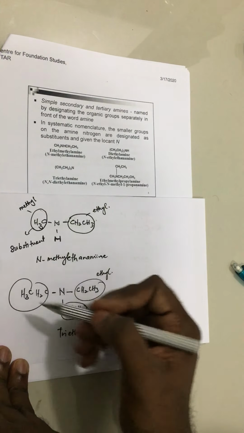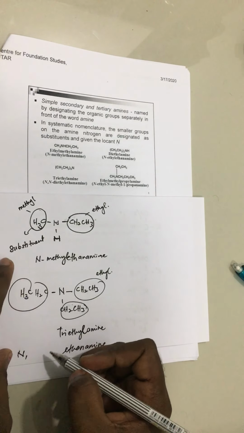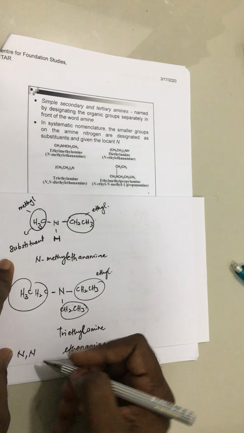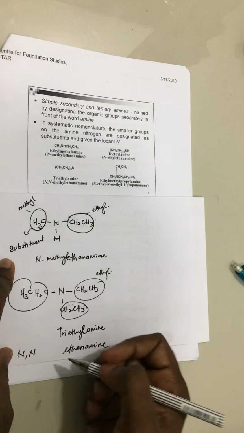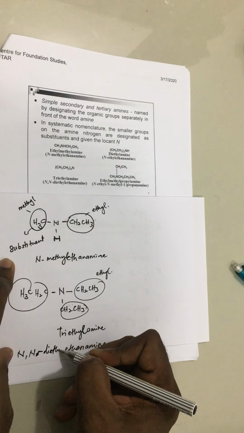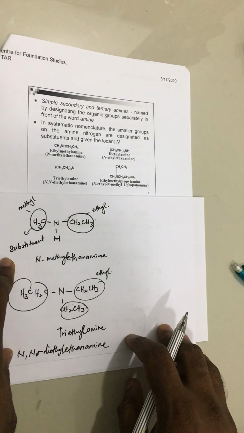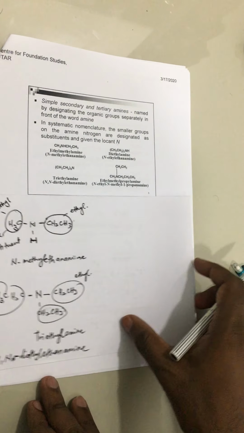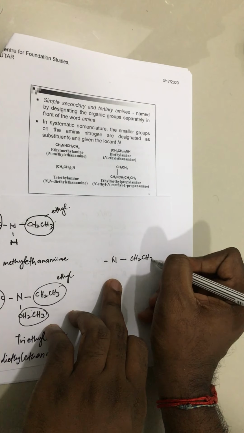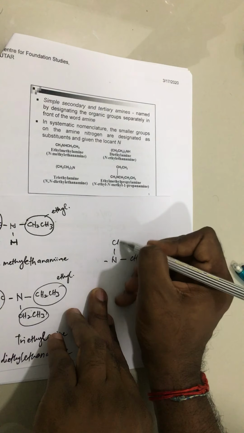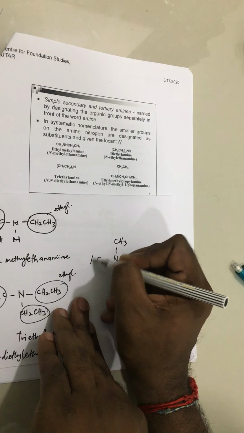So you have two substituents on the N. So you just write N, comma N, like how you write a number, right? N,N-diethylethanamine. Okay, so let's say if you have another example, for example here, CH2CH3, maybe CH3 and then CH3.